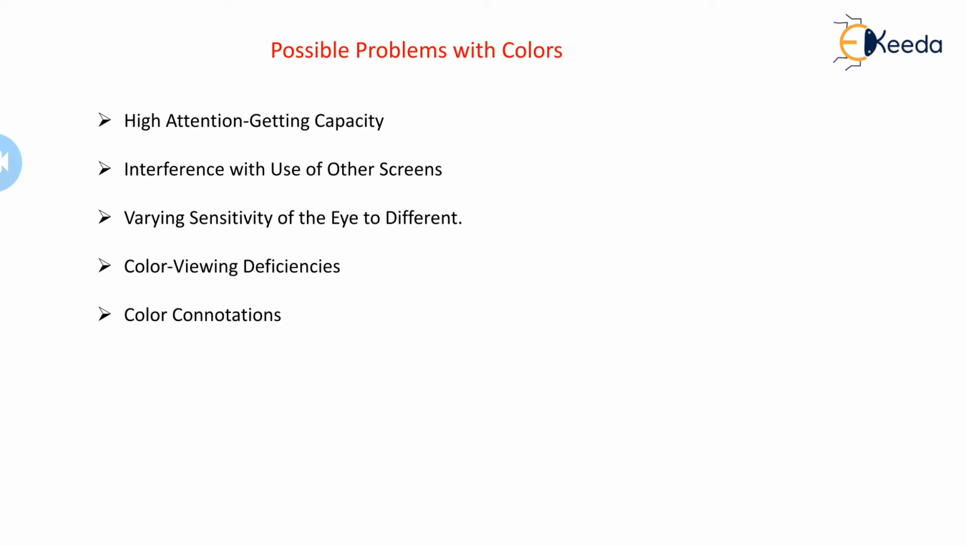Next is color viewing deficiency. Color blindness happens to some people. Most are not affected, but some people suffer from color blindness. That is, it is difficult for him or her to distinguish the colors. So color viewing deficiency can arise. The person can argue with you that the color you said was green, but you gave him yellow. So this is how color deficiency can happen.